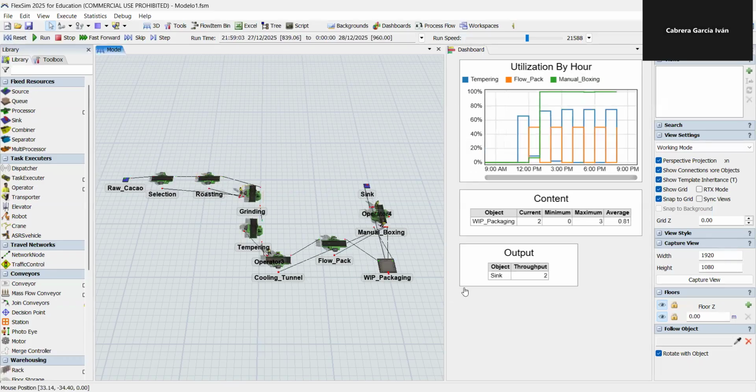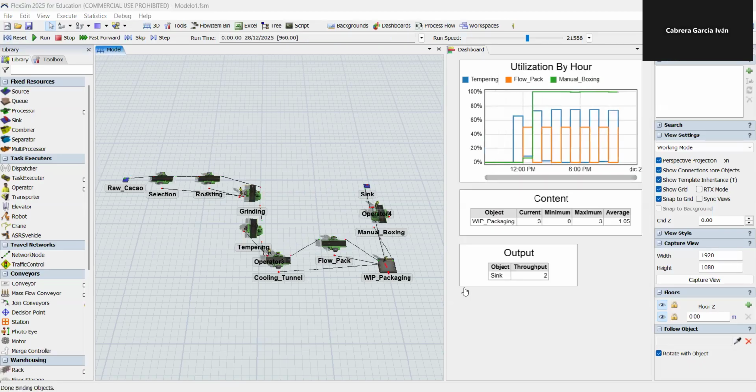Hi everyone. This video represents the current state of simulation of the chocolate production and packaging line developed in FlexSim. Each flow item represents a full production batch of approximately 10,000 chocolate bars. The objective of this simulation is to analyze system behavior, identify bottlenecks, and evaluate performance through key indicators like resource utilization, working process, and throughput, like we can see in the graphs.